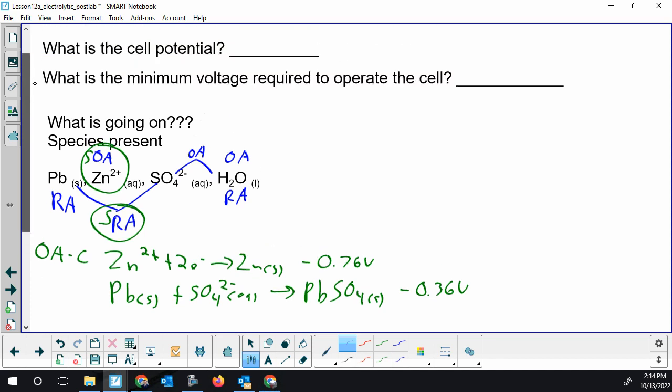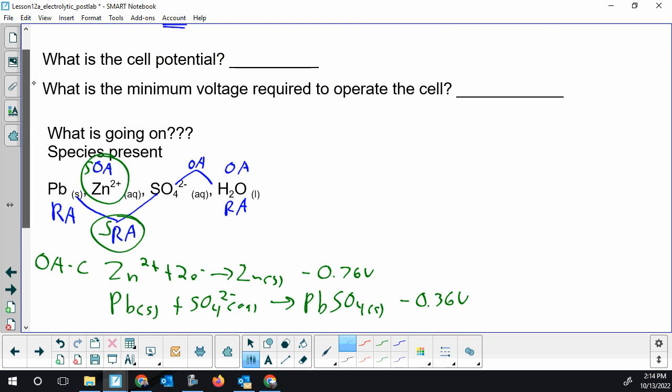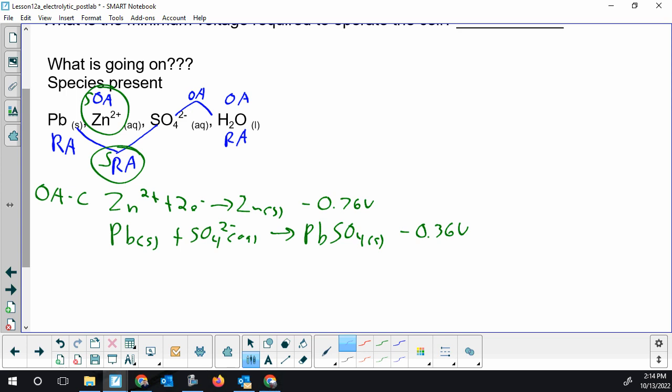So I want to draw this, and what is the cell potential? So I can do that cell potential piece. It's the reduction potential at the cathode for the OA, subtract the reduction potential for the RA at the anode. When you do this, you get a negative 0.40 volts. Okay. This is an electrolytic cell. We got a negative voltage. It's not a spontaneous cell. Without a battery, the solutions, the chemicals will just sit there and do nothing.